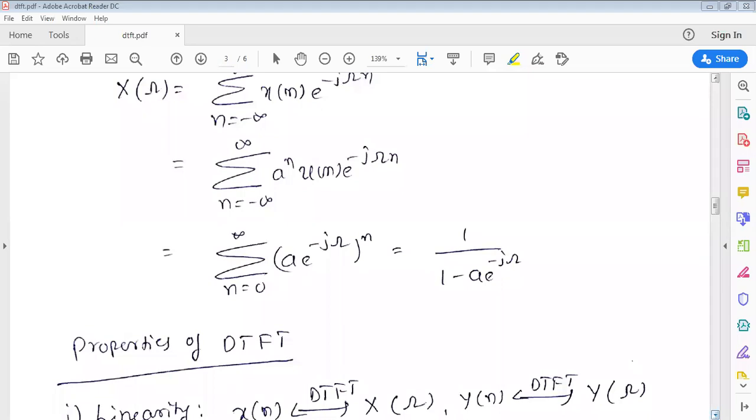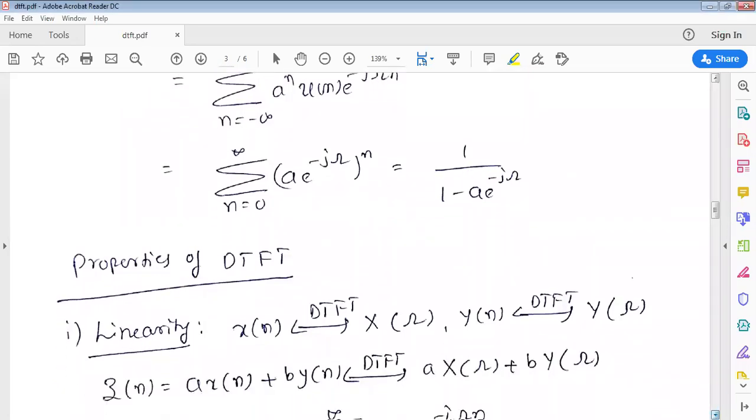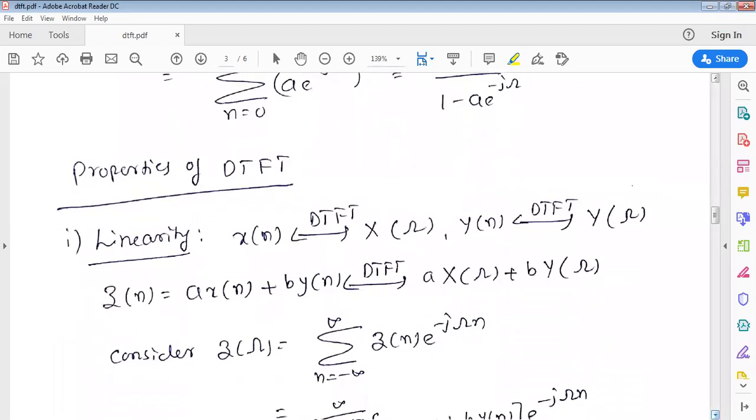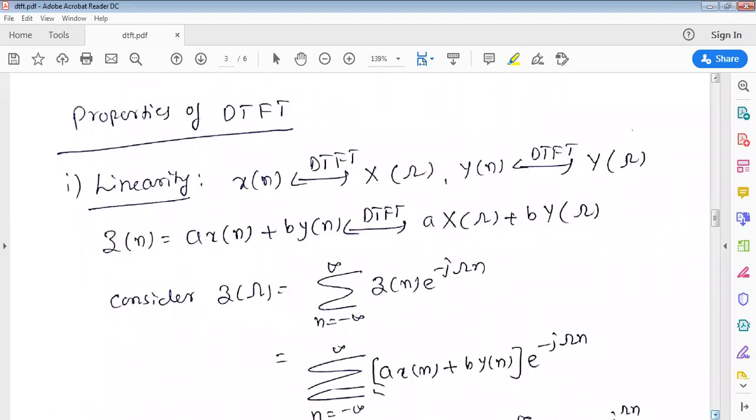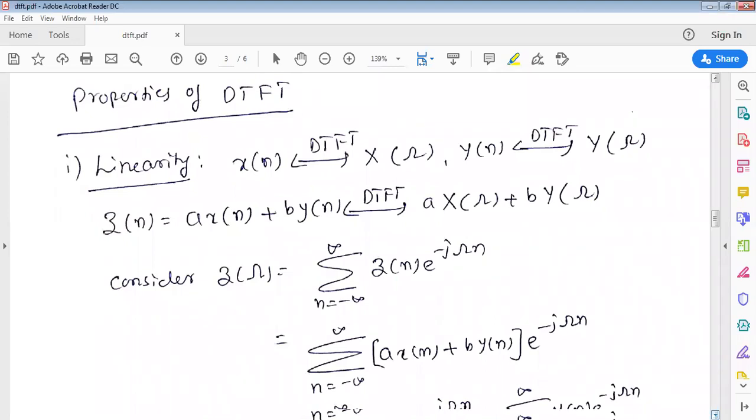Now, once you understand the basic principle of Fourier transform, it's time that we go for the properties of DTFT. Let us look into this one. The first one is linearity. What's the property? If x of n Fourier transforms into X of omega, and y of n Fourier transforms into Y of omega, then z of n equal to a x of n plus b y of n Fourier transforms into a X of omega plus b Y of omega.